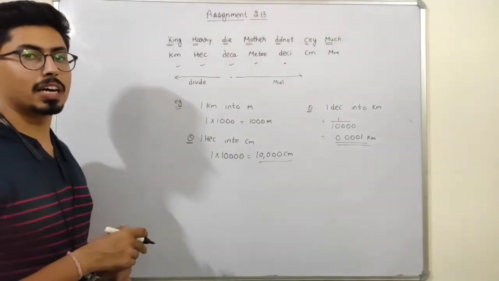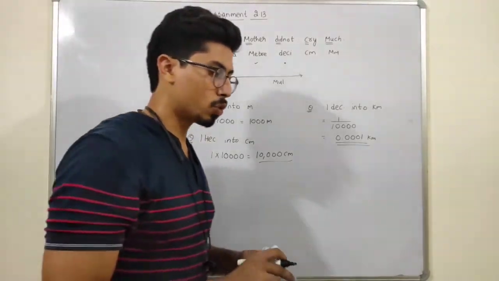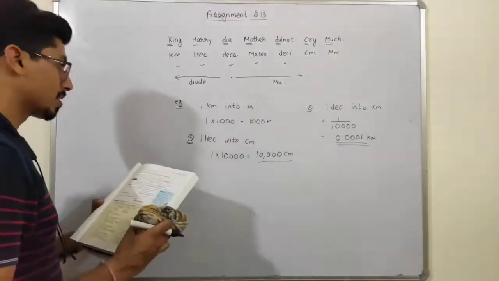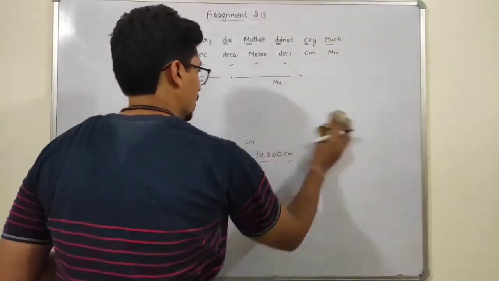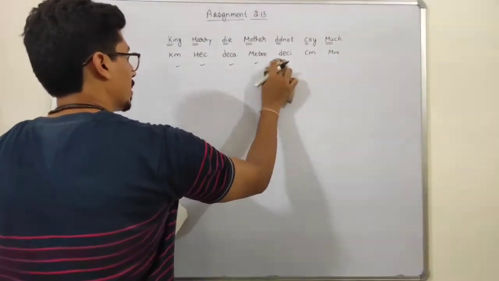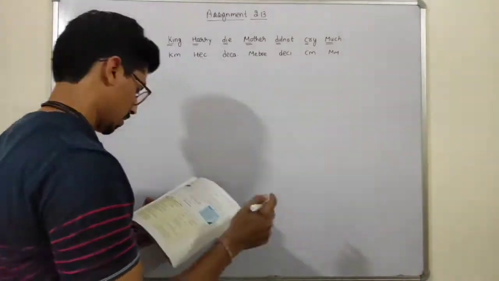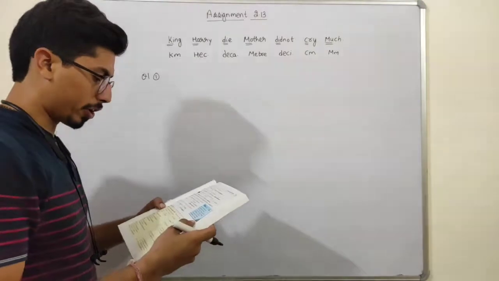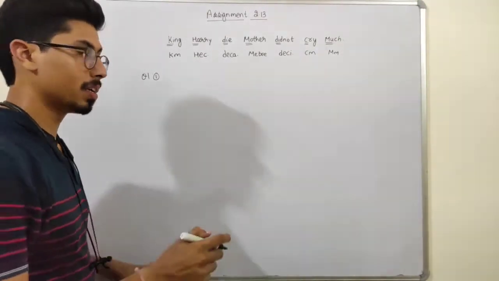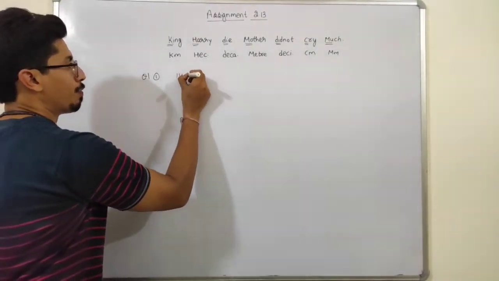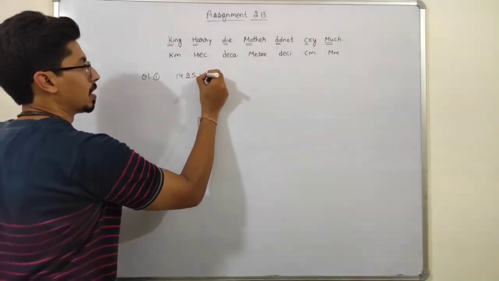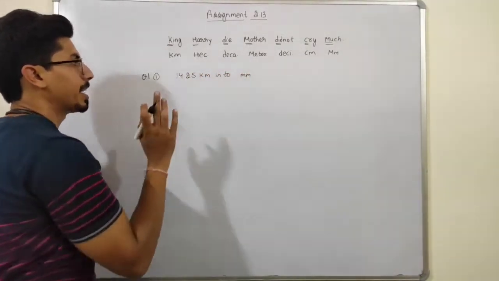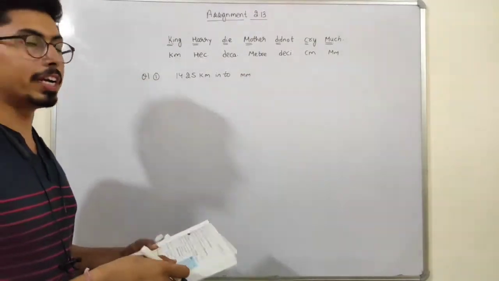Now I'm going to start the assignment. The first question, first part: convert 14.25 kilometer into millimeter. I have to convert 14.25 kilometer into millimeter.